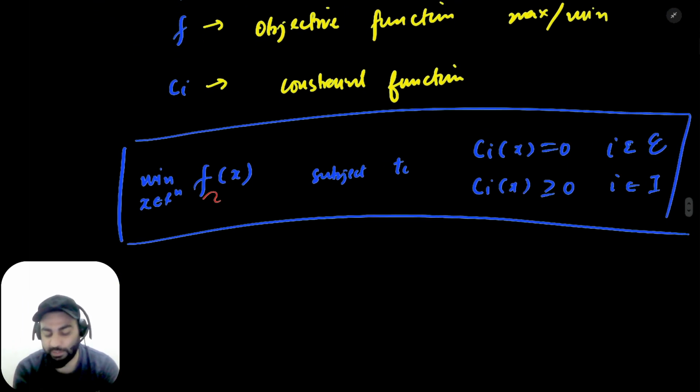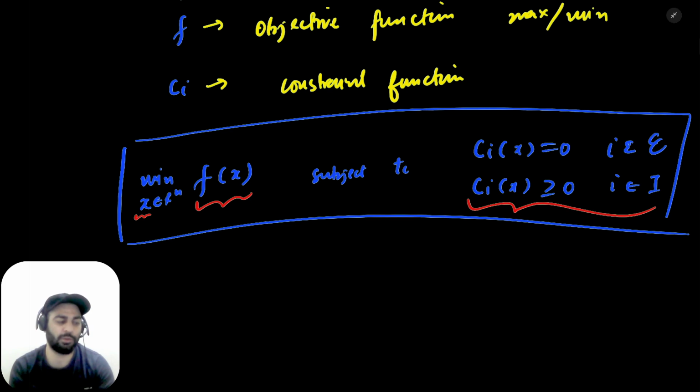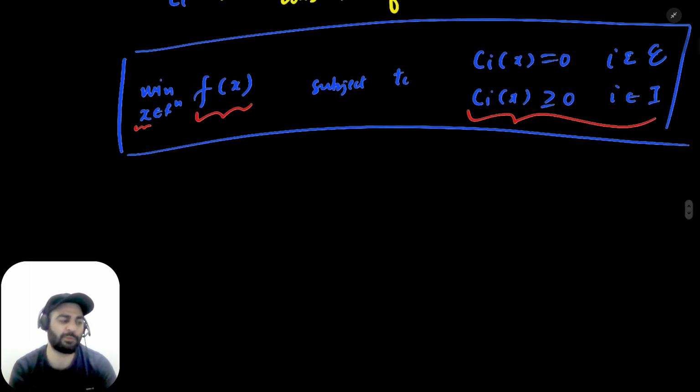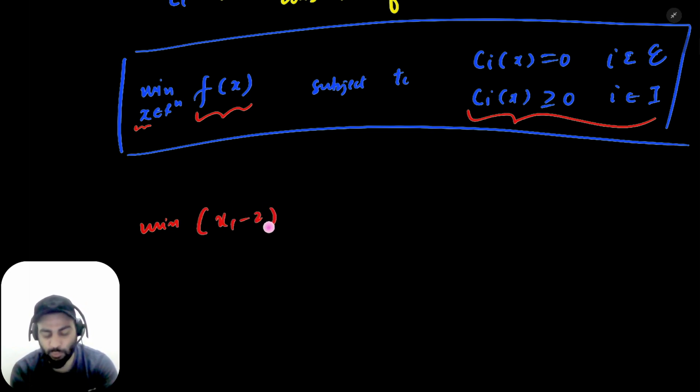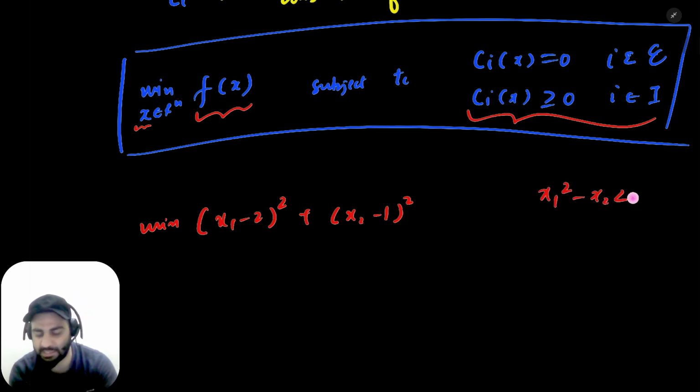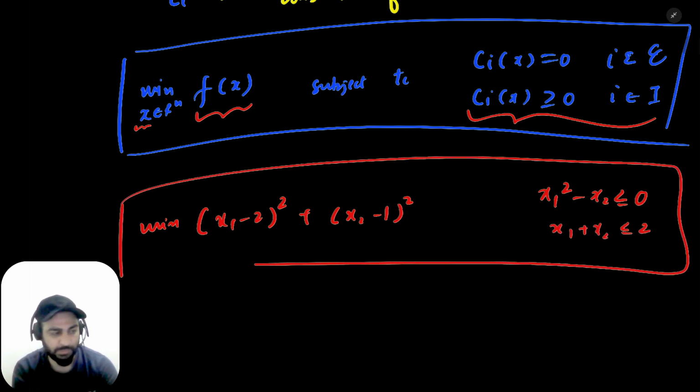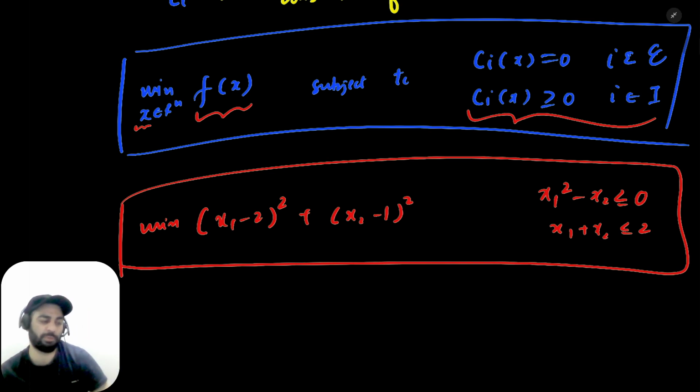So here, if you call this our objective, these x's are our variables, the unknowns, and these are our constraints. Okay, and you can even write it like this. For example, you can write minimize, let's suppose, (x1 minus 2) whole square plus (x2 minus 1) whole square. This is a function, subject to constraints such that x1 square minus x2 is less than or equal to 0, and x1 plus x2 is less than or equal to 2. Okay, this is again an optimization problem.